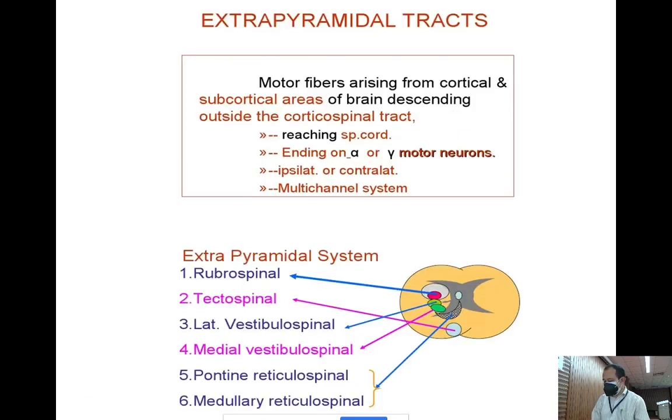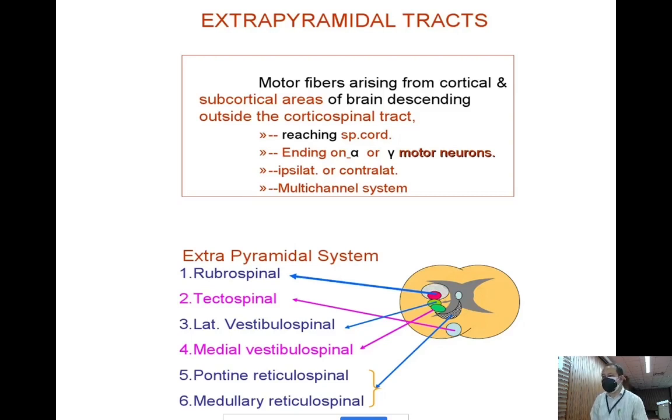Anyway, extrapyramidal tracts take origin from the brainstem, the subcortical structures, or what we call the inner part of the cerebrum itself, and descend into the spinal cord. Some would descend on the same side, ipsilaterally, and some would cross. So we'll come to that and see which extrapyramidal tracts cross, and which descend on the same side, ipsilaterally.